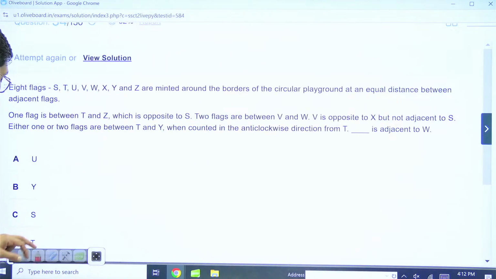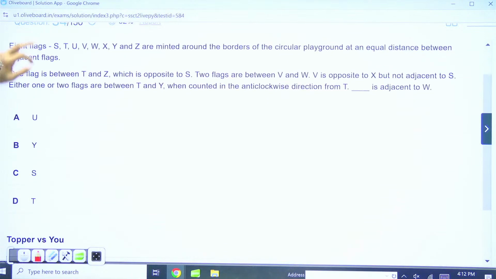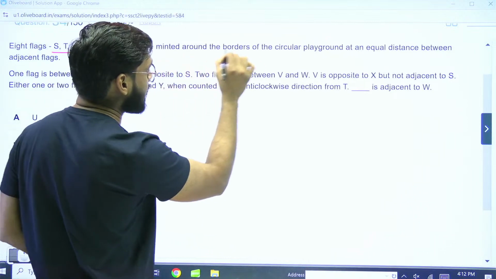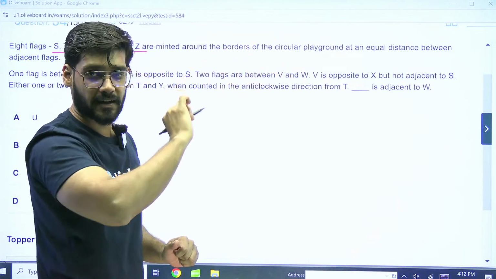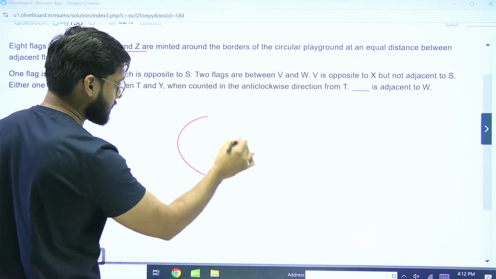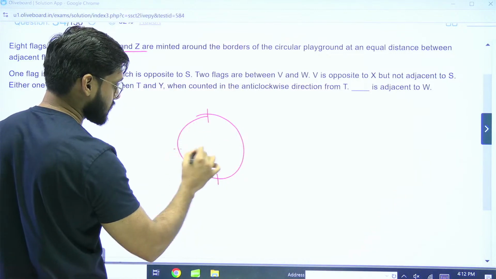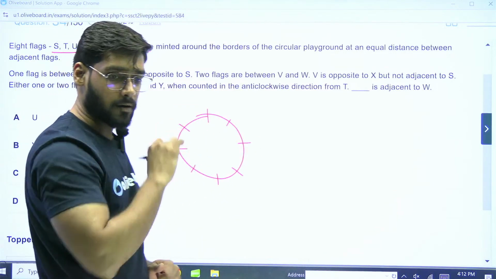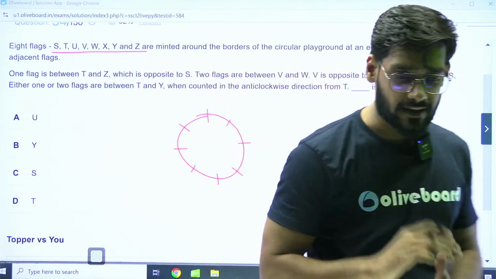Fourth question is again from the sitting arrangement. Let's solve this one. 8 flags S, T, U, V, W, X, Y, Z are fixed around the borders of a circular playground. A circular playground means like this: 1, 2, 3, 4, 5, 6, 7, 8. We are having a circular playground with 8 flags.